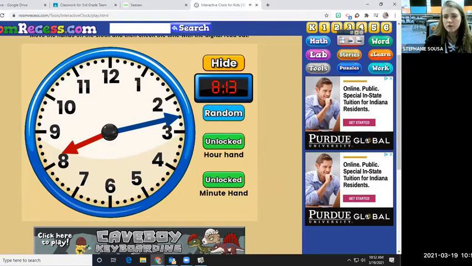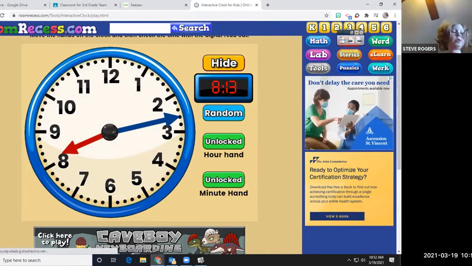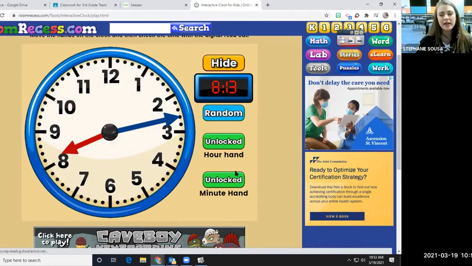8:13. Wonderful. Let's say it is 8:13 a.m. Steve Rogers, what's an example of something someone might be doing at 8:13 a.m.? Doing their Lexia. Yeah, school connection. Lexia should be happening on Monday through Friday at 8:30 a.m. That tells me Steve knows it's the morning time.